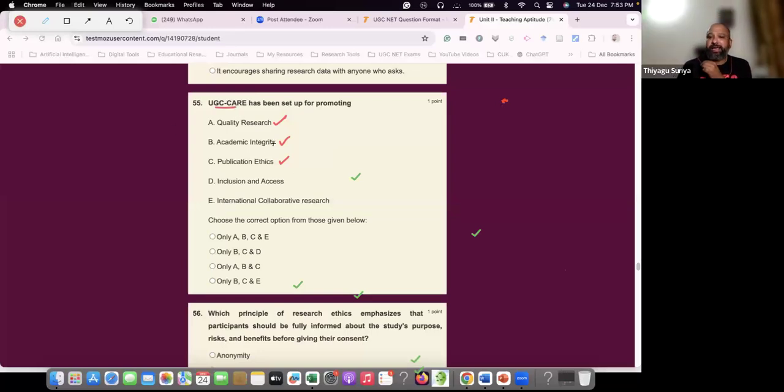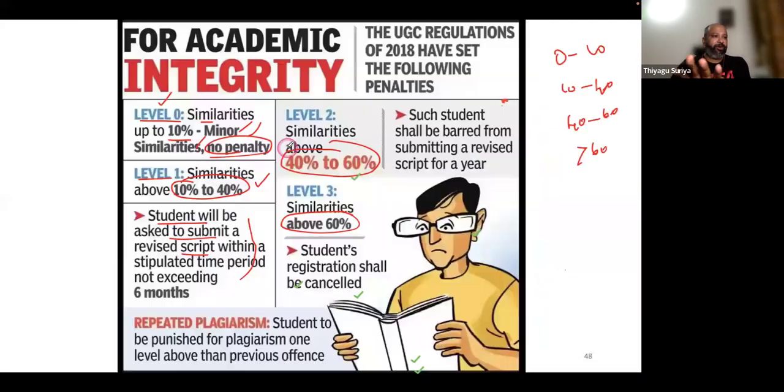Please kindly read the UGC CARE objectives. The first is qualitative research, then academic integrity, publication ethics. This is the way we can get the answer for A, B, C. Okay, thank you. Anyway, good attempt to all the participants. Can we move to the next level of questions? Hope you don't have any doubts, right?